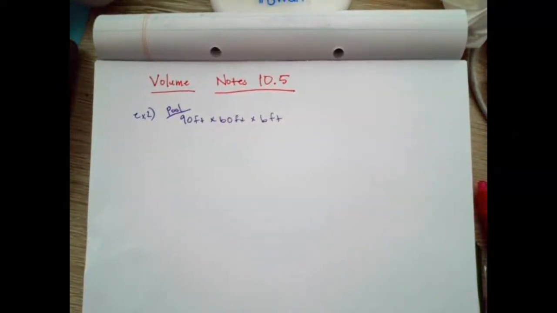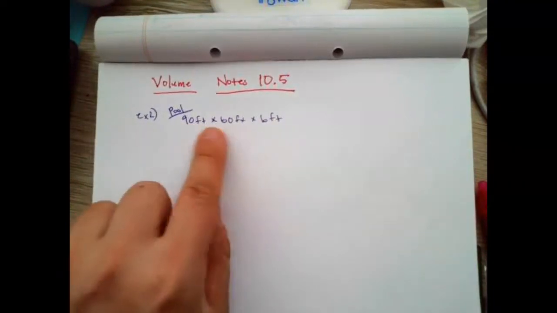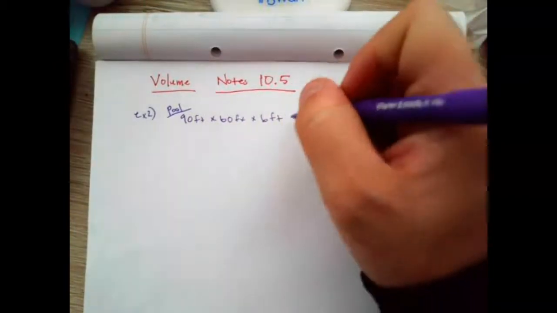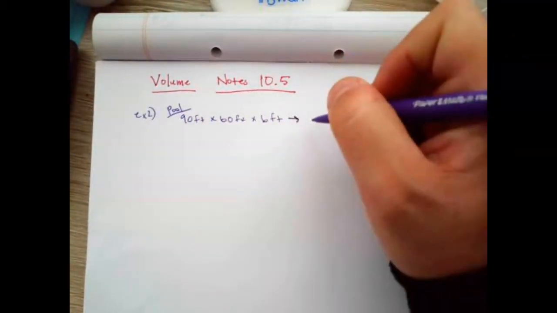However, if you read through the problem, it says that there's going to be a truck to carry away the dirt, and the truck can take 10 cubic yards of dirt per load, and it's $12 per load. So notice how this is feet. I think it would make more sense to convert this to yards.